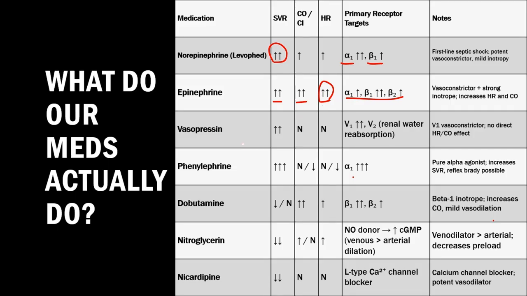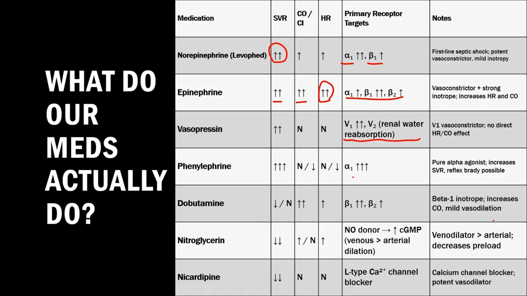Vasopressin, this is the one that we said hits different receptors. So this is going to hit our V1 and V2 receptors, which is going to be very important here in just a minute when we talk about our ABGs and how the pH of our blood really affects how well these medicines can work.